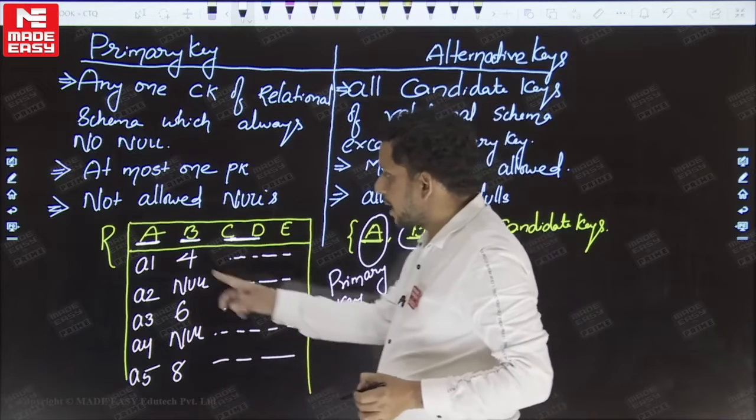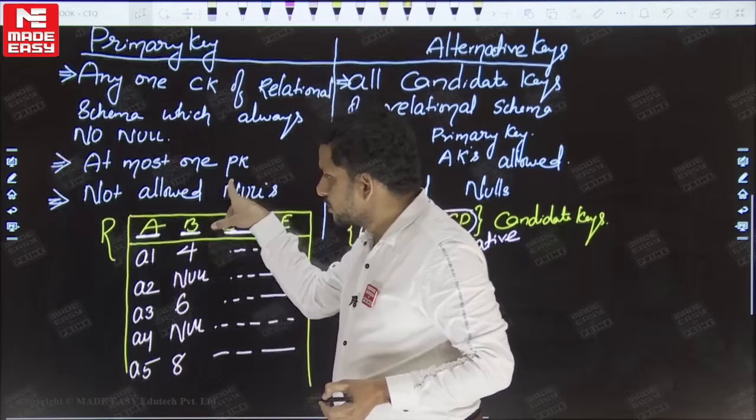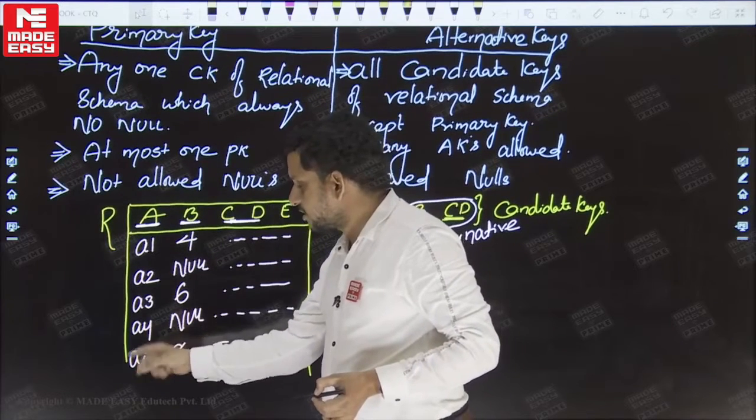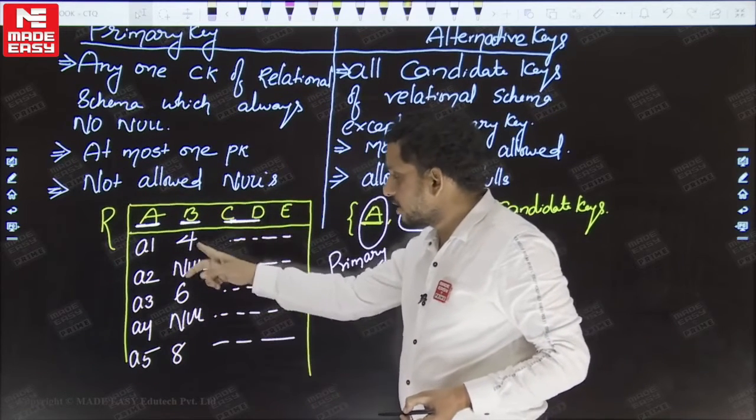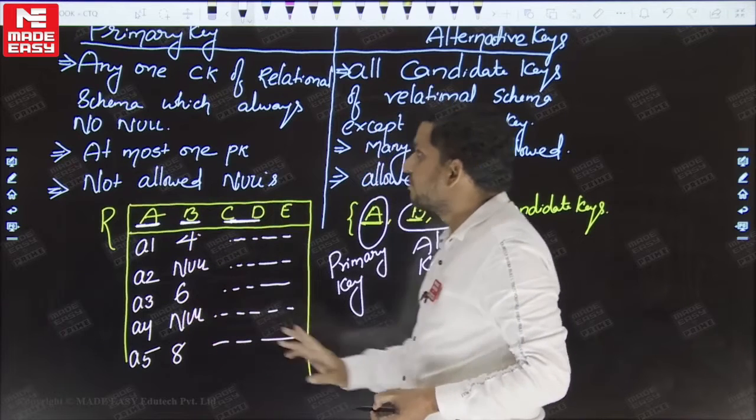So primary key is one of the candidate keys whose field values are always not null. Alternative key is also one of the candidate keys, but whose field values are allowed to be null values.